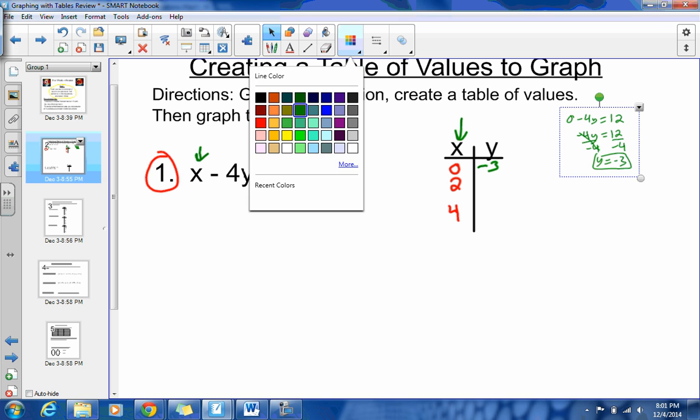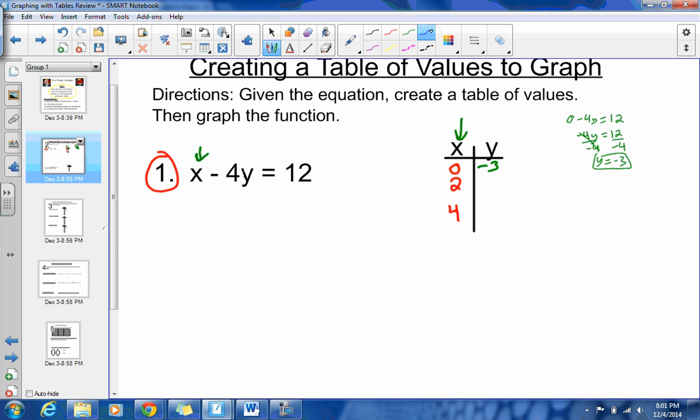And now we're going to do 2. So when x is 2, what is y? We plug in 2 for x. So 2 minus 4y equals 12. We do have to get rid of this 2 before we can divide by negative 4 like before. So to get rid of this 2, we subtract 2.